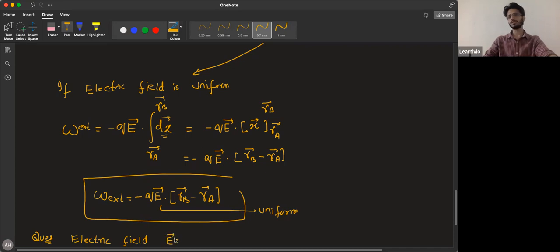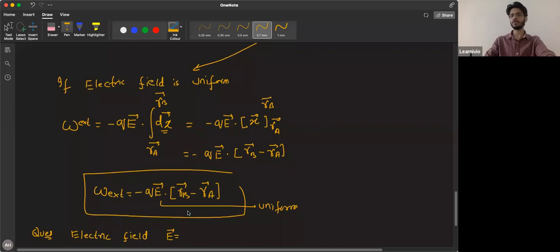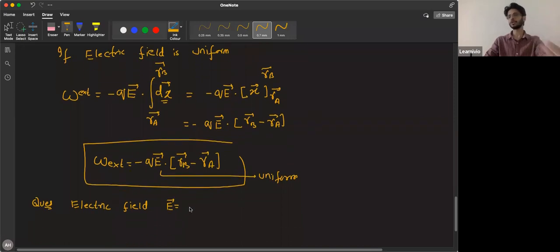See, most of the questions that you get on this expression are based on uniform field. There are very few questions on non-uniform field. Most of the questions are on uniform.